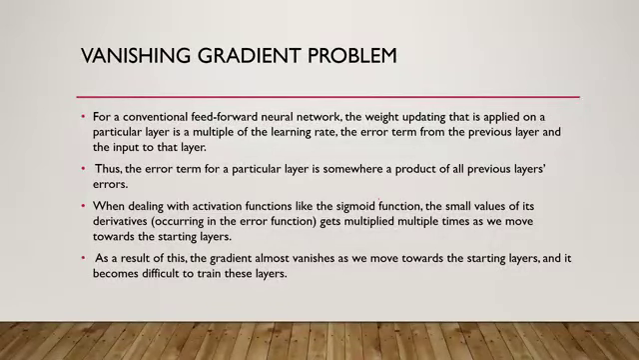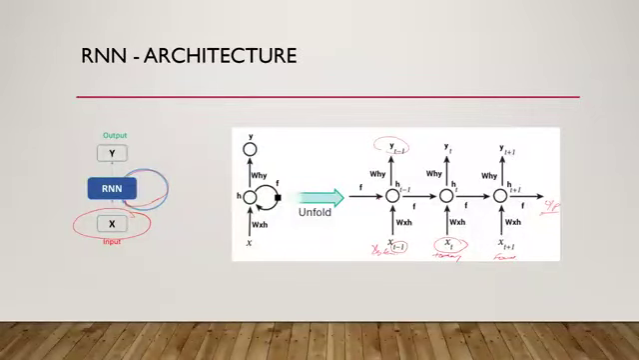But over a period of time, when people started using this particular algorithm for their use cases, what they observed is that for larger data sets they were facing some problems. One such problem was the vanishing gradient problem. What is this vanishing gradient problem? You know how neural networks work, right?